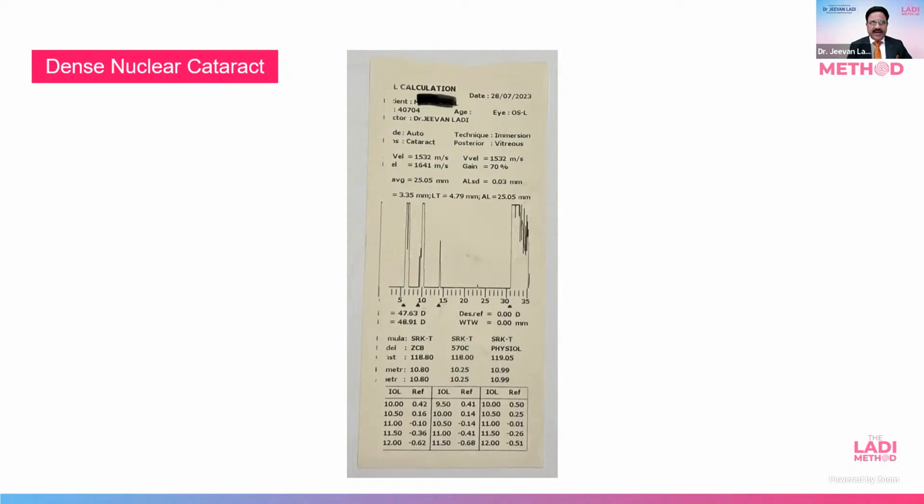This is a dense cataract. You can see that the posterior lens spike is attenuated while cornea, anterior lens, and retina are of good height, 90-degree angulation, standard deviation 0.03. So good and acceptable reading.